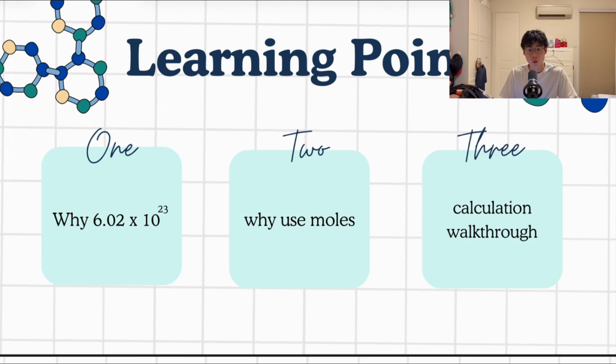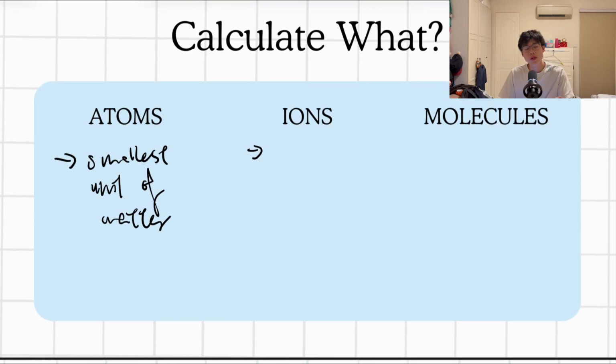Second thing is, why do we need to use moles to measure the amount of different substances? And three, I'm going to go through two example calculations for you to see how theory comes into play in a more realistic context. And what type of things do scientists want to measure the amount of?